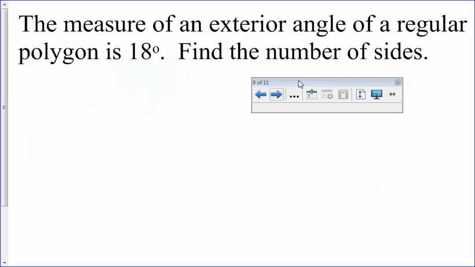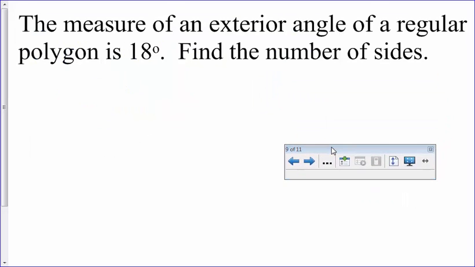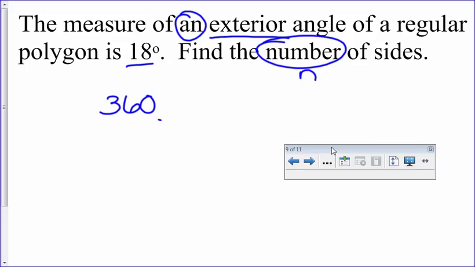All right, so this is another word problem that we want to practice. It says the measure of an exterior angle is 18. Find the number of sides. So we're finding that n again. Well, an exterior angle means one exterior angle. The formula for that is 360 divided by n. Once again, they gave me what it equals, so I'm going to say it equals 18.